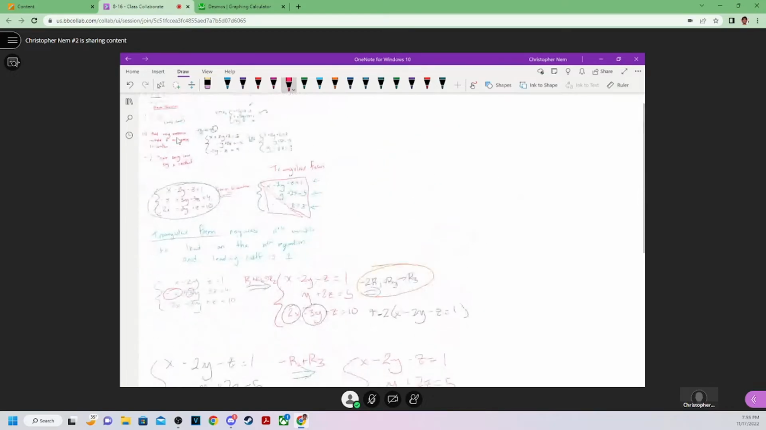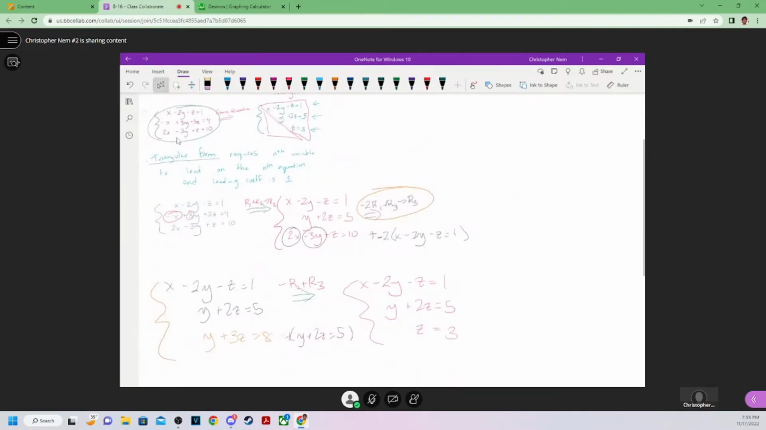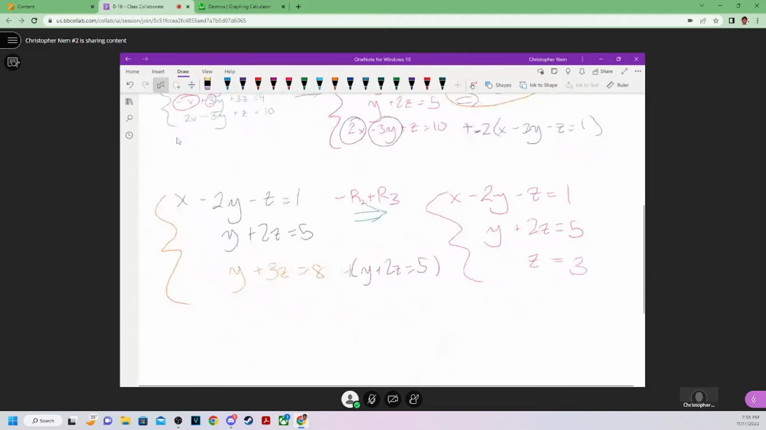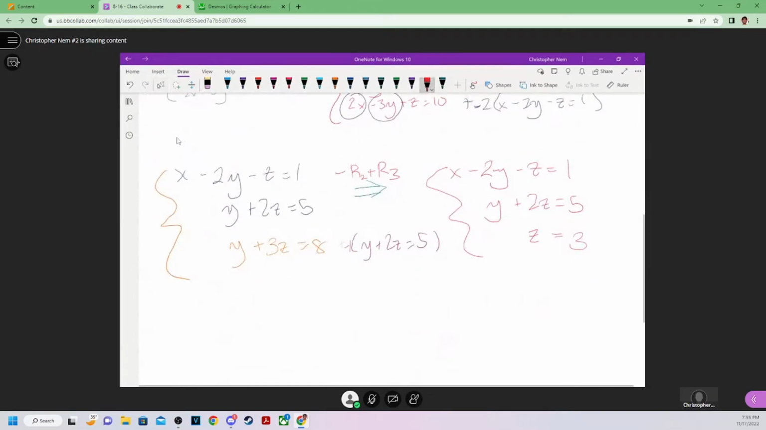Now, look at our triangle form. They're the exact same, so we know we're good. Now, I also expect you to be able to find a solution with this. The solution is going to be an ordered triple, not an ordered pair, an ordered triple. We're going to have 3 for the z value. We need to figure out the other values. So let's go ahead and figure those out.